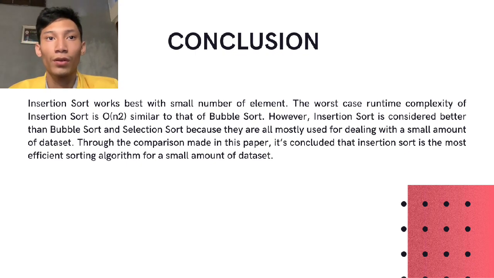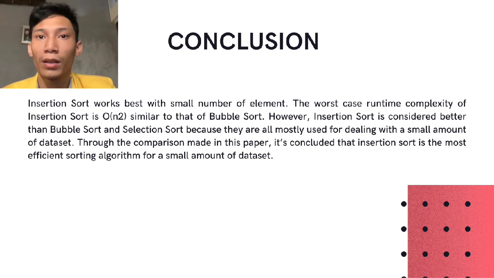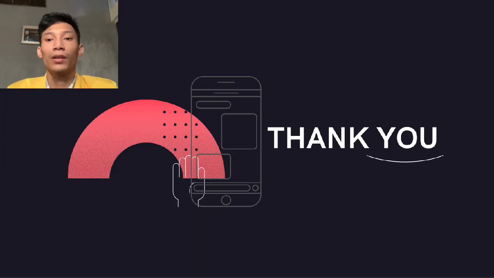Conclusion: insertion sort works best with a small number of elements. The worst case runtime complexity of insertion sort is O(n^2), similar to that of bubble sort. However, insertion sort is considered better than bubble sort and selection sort because they are mostly used for dealing with a small amount of data. Through the comparison made in this paper, it's concluded that insertion sort is the most efficient sorting algorithm for a small amount of data.